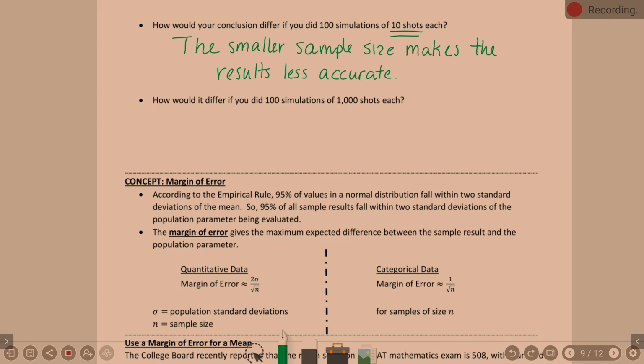What about the second one? How would it differ if you did 100 simulations of 1,000 shots each? It would be more accurate, because you're getting repeated information over and over. It'd be different if we were asking Alex to shoot 1,000 shots, but in a simulation, the more times you run that test, the better your data is going to be. So a larger sample size will increase the accuracy.